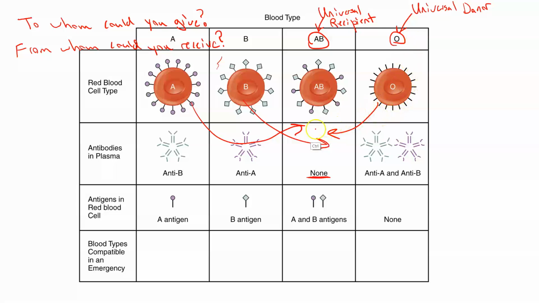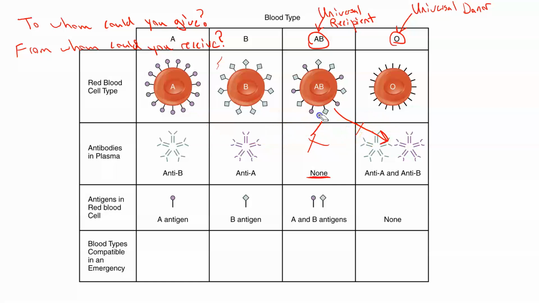However, the universal donor is very tricky. You cannot give them B blood because they have an anti-B antibody. You cannot give them A blood because they have an anti-A antibody. You certainly cannot give them AB blood because that's a double whammy. The A and the B antibodies would attack both the A and the B antigens. So O blood can only receive blood from O's.